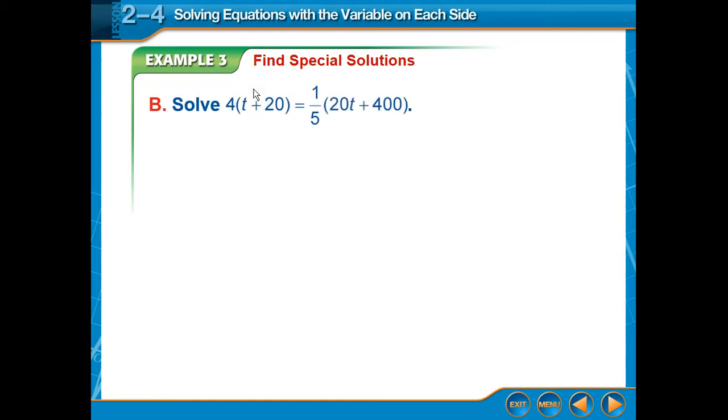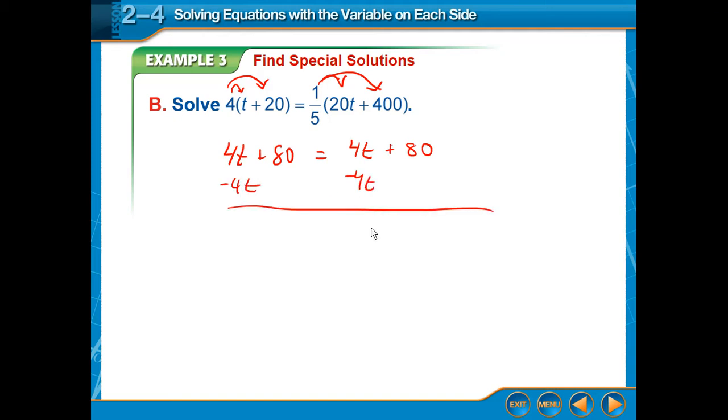For this one, we're going to do the same thing. We're going to distribute first in both sides of the equation. So 4 times t is 4t. 4 times 20 is 80. And on this side, 1/5 of 20 is 4t. And 1/5 of 400 is 80. So when you get the same thing on both sides, so if I were to subtract 4t minus 4t, they cancel, I get 80 equals 80. When you get a true statement, that means all real numbers will work as a solution.